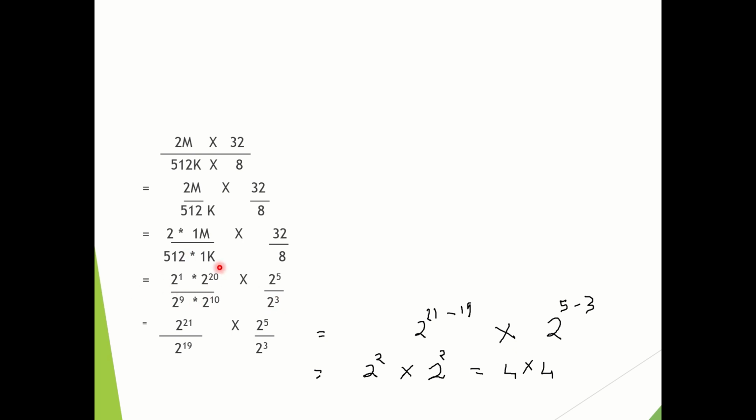So first we divide this part. We know that the numerator will give you 2 to the power 21. So we know that 2 to the power 1 into 2 to the power 20 is equal to 2 to the power 21, divided by 2 to the power 9 into 2 to the power 10, which is equal to 2 to the power 19. So now we got this value as 2 to the power 21 divided by 2 to the power 19. And what about the column division?